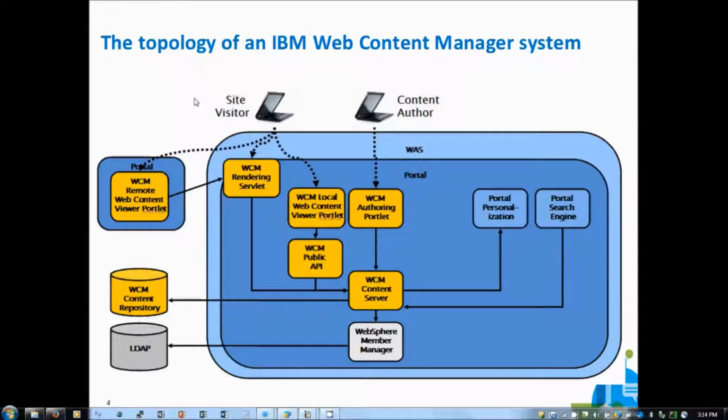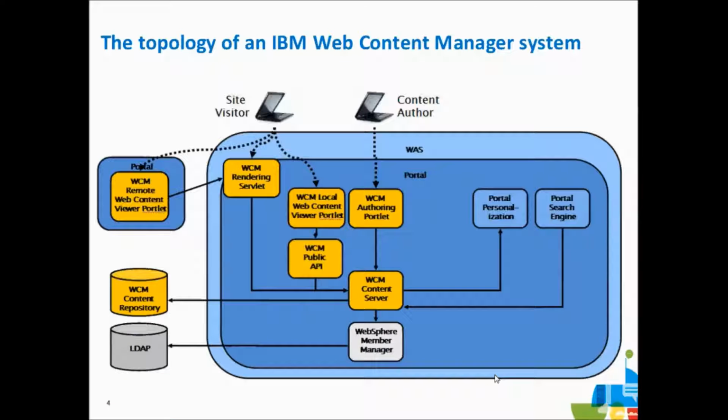Here is a high-level overview of the architecture for WCM. You can see that Portal and WCM are installed on top of WebSphere Application Server. Also, a site visitor can access the WCM content server by using the WCM remote web content viewer portlet, WCM rendering servlet, and WCM local web content viewer portlet. The request is made through the WCM public API. Also, a content author can author the content by using an authoring portlet.